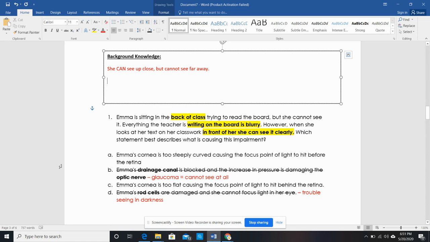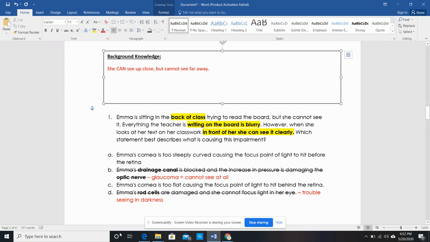Cool. So now looking at my answer choices, you can see down here that I was able to eliminate answer choice B and D for the following reasons. B was talking about the drainage canal affecting the optic nerve due to an increase in pressure. When I think back to the reading, if the optic nerve is damaged, that's known as glaucoma, and glaucoma means that you cannot see at all. However, Emma can see, but she can only see things up close, so it can't be B.